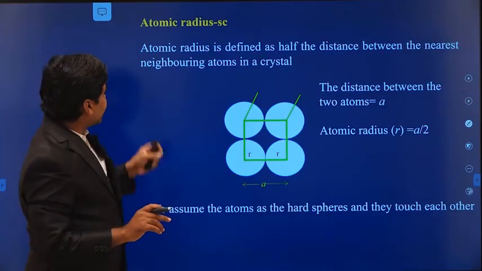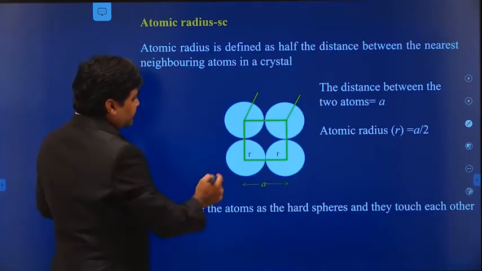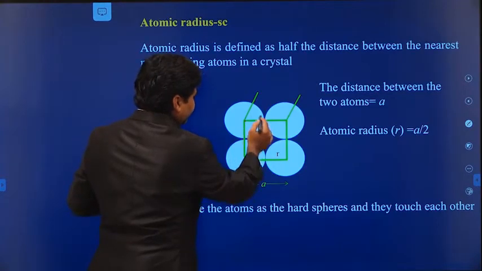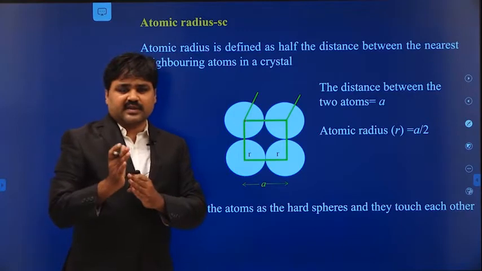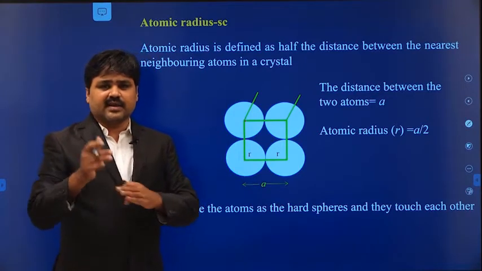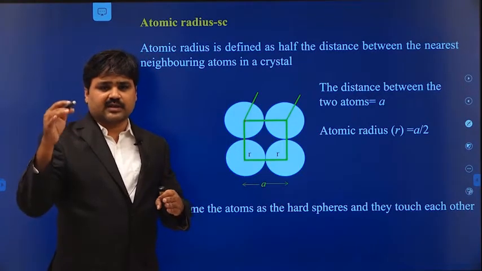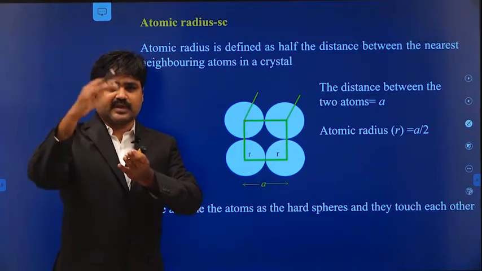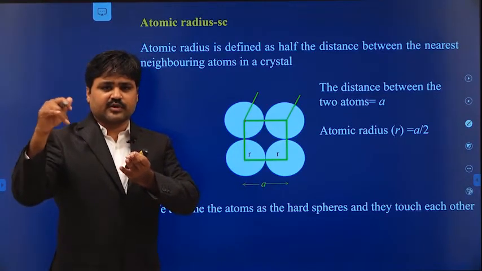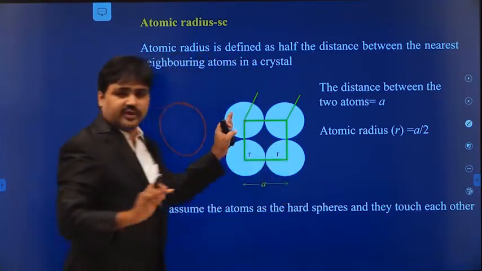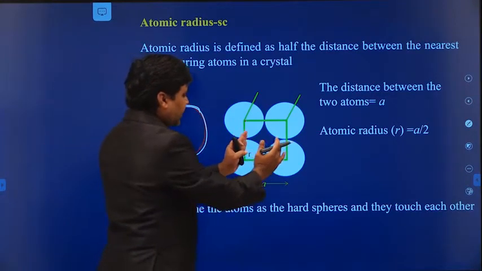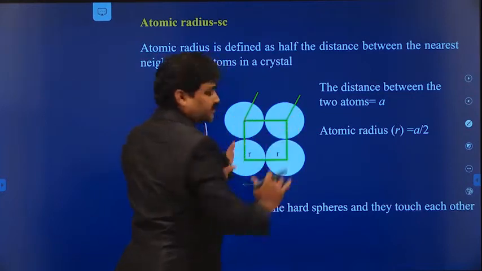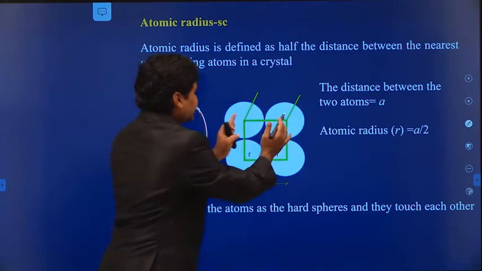And the next one is the atomic radius. Here we assume that these atoms are hard spheres, because the atom contains the positive charge in the nucleus and the electrons are revolving, so the electron cloud is spherical in shape. So we assume that these atoms are hard spheres, and that these hard spheres are touching each other.